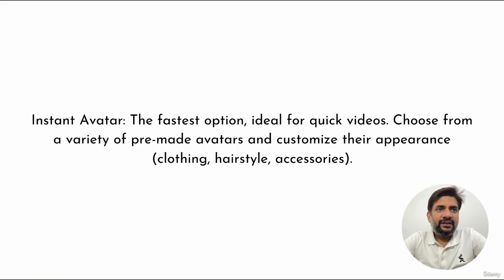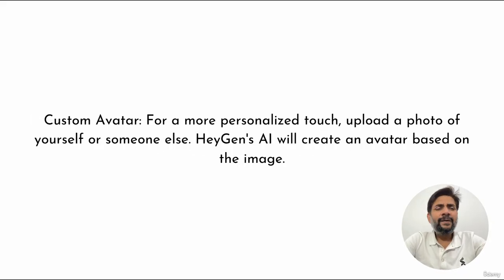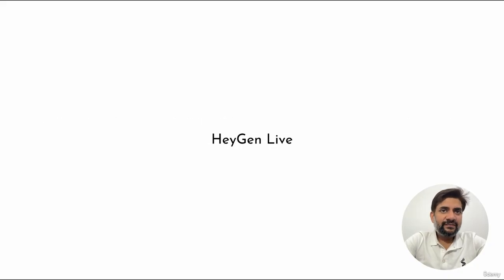So create or choose an avatar. There are two different types of avatars that you can create: instant and custom. Instant is the fastest option, ideal for quick videos: choose from a variety of pre-made avatars and customize their appearance like clothing, hairstyle, and accessories, something that best resonates with you. Custom avatar is a far more professional, personalized touch. Upload a photo of yourself or someone else. Heygen's AI will create an avatar based on the image. So let's see.